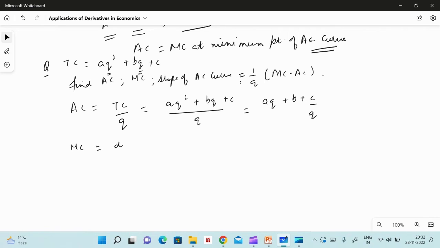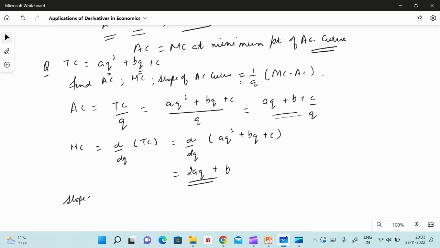Moving toward marginal cost, the formula is the derivative of total cost. So it means the derivative of AQ square plus BQ plus C. So this gives me 2AQ plus B, right? So this is my marginal cost, and this is the value of average cost.